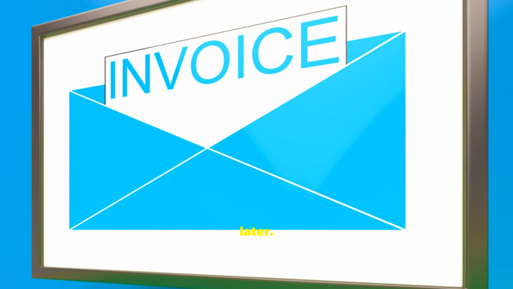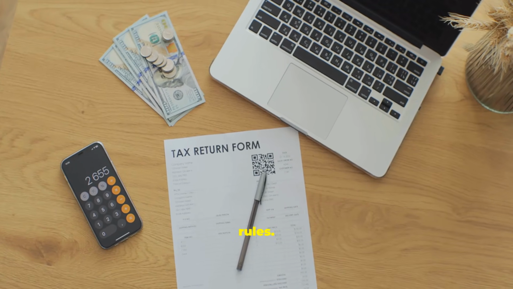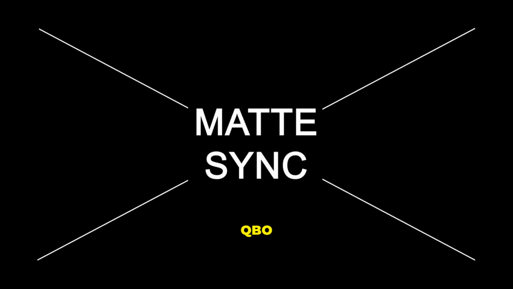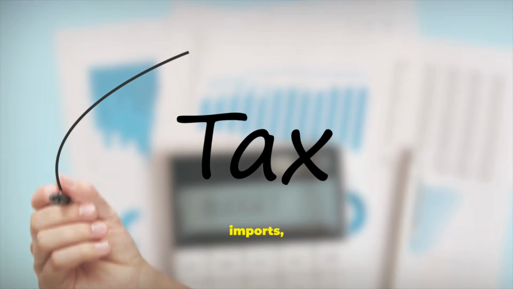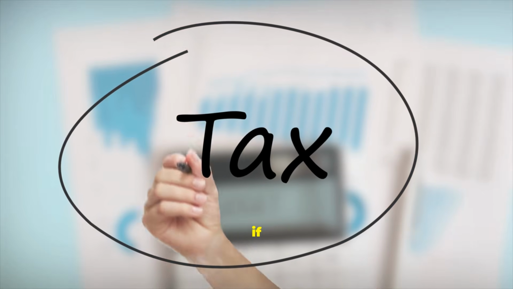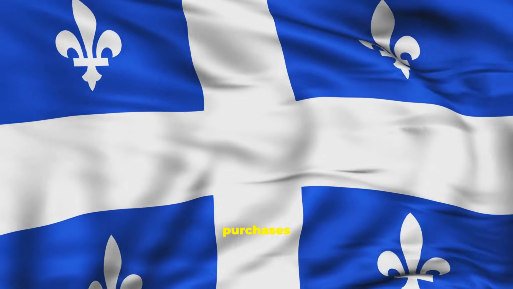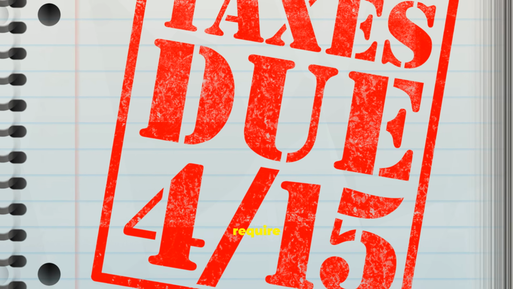Accuracy saves time later. Record tax on bills and expenses using the vendor's location rules. Paid tax becomes an input tax credit against what you owe. QBO tracks collected minus paid to show net liability. For imports, apply self-assessed tax if not charged by the vendor. In Quebec, ensure QST on purchases is captured for credits. Keep documentation. Credits require support.